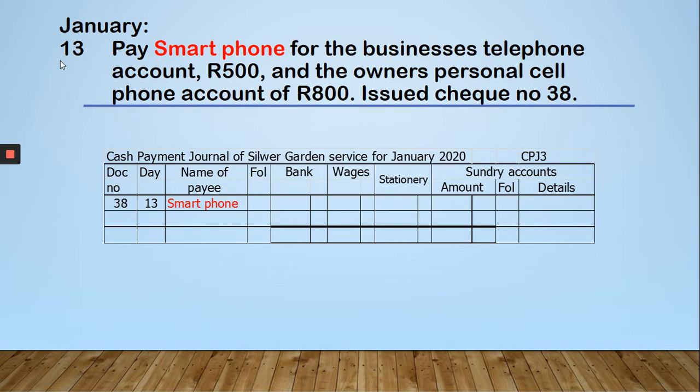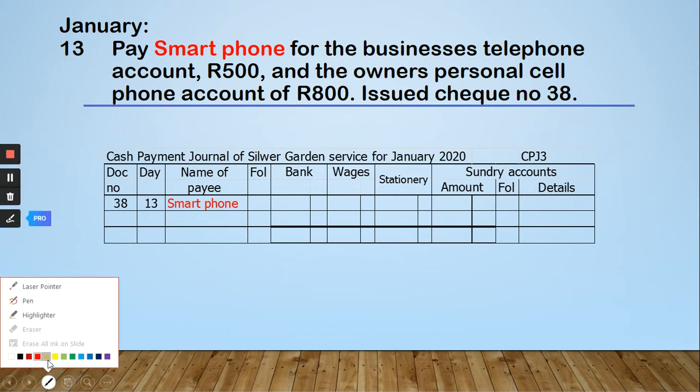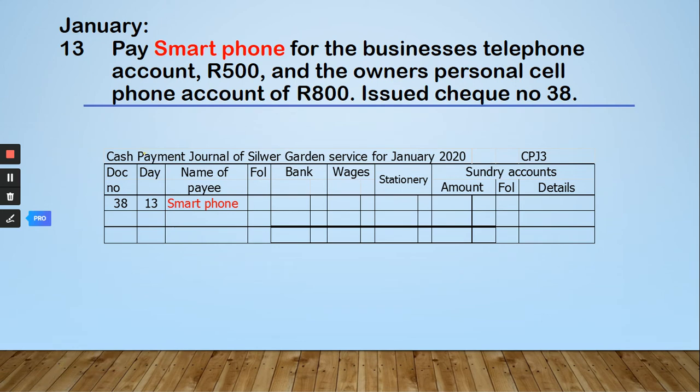Alright, now I want to know what is the total that we are going to pay Smartphone. But it doesn't tell us how much we're going to pay Smartphone. So now we're going to break up this sentence and we're going to do it part by part. So pay Smartphone, we did that. For the business's telephone account of 500 Rand. So first of all, we're only going to do this part now. So we are paying the business's telephone account.